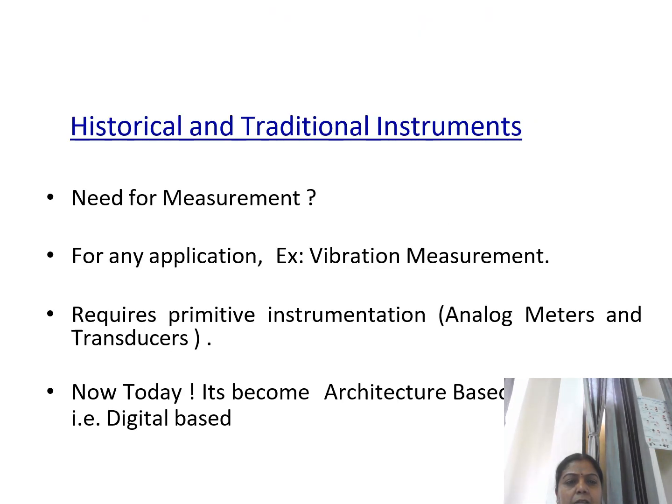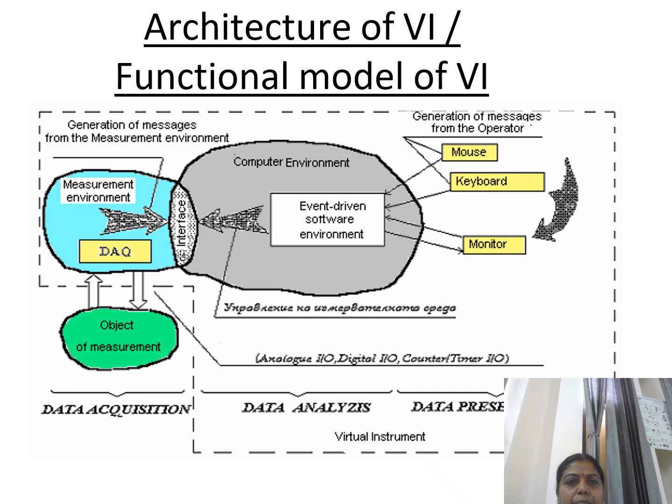Historical and traditional instruments: what is the need for measurements in any application? For example, motor vibration measurement. They require primitive instruments, analog meters and transducers. But nowadays it becomes architecture-based instruments, for example using digital-based ones.